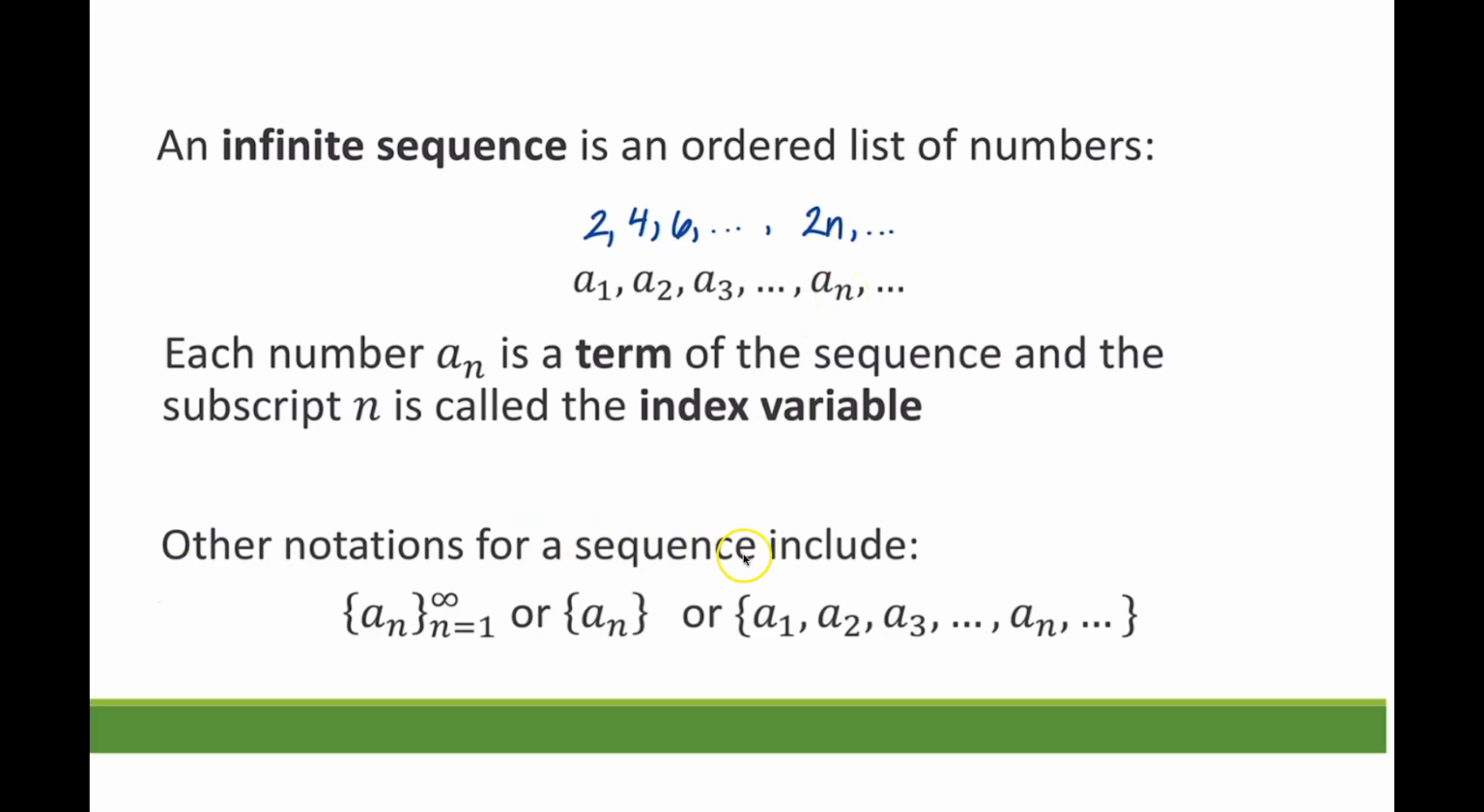Other notations for a sequence include putting that general term inside braces and clearly indicating that the starting subscript is n equals 1 and going up to infinity. Or it's really just implied that a sequence starts with a subscript of 1 and is infinite, so we can just drop that piece on the side and simply put the general term a sub n in braces. Or we can list out all of the terms separated by commas. We can put the general term in there and in braces again.